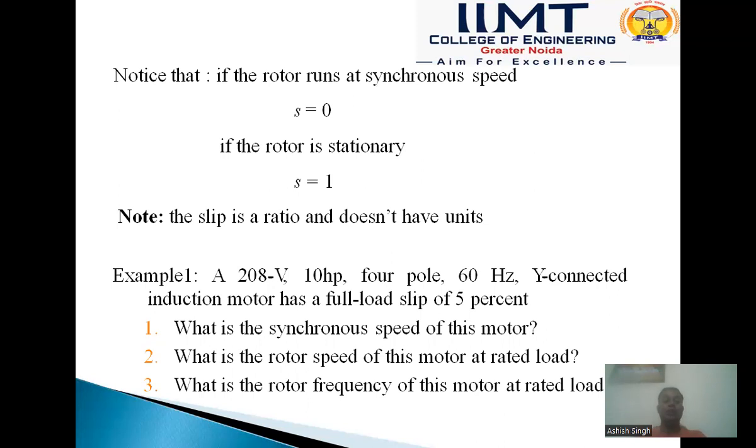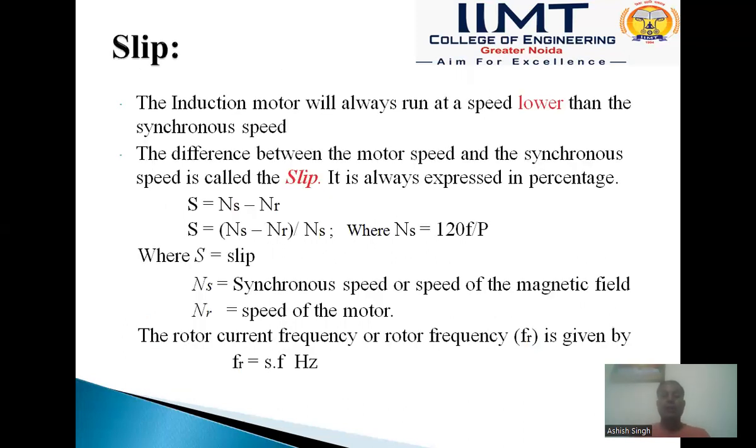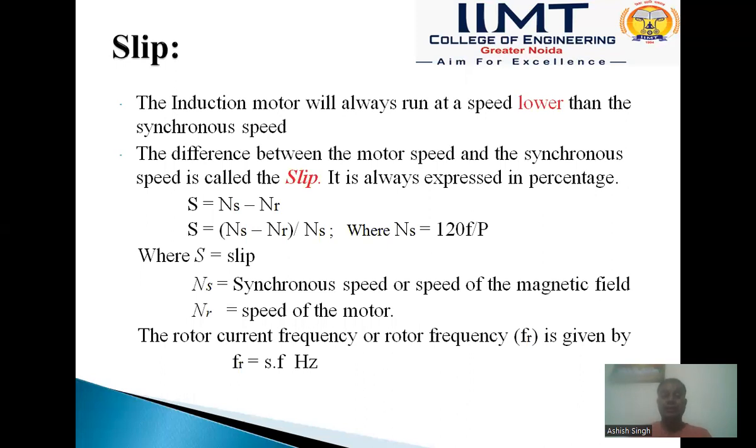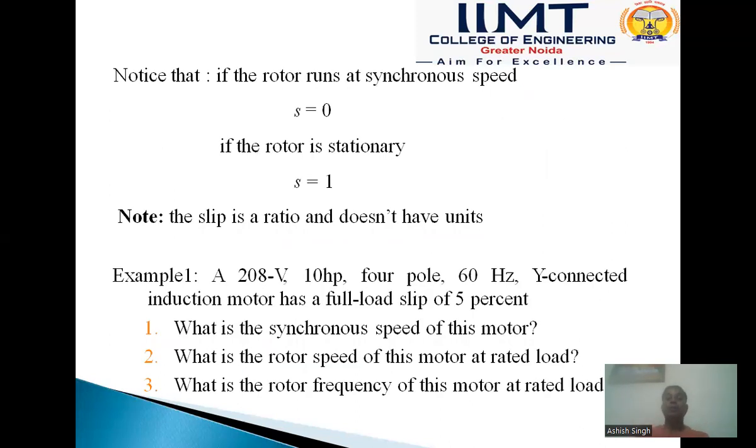Notice the importance. What will be the slip when the rotor runs at synchronous speed? As we know, the formula for slip is (Ns minus Nr) upon Ns. When the rotor runs at synchronous speed, the rotor speed Nr will become Ns. So s equals (Ns minus Ns) upon Ns. So when the rotor runs at synchronous speed, slip will become 0.